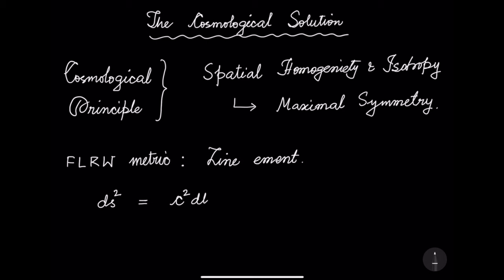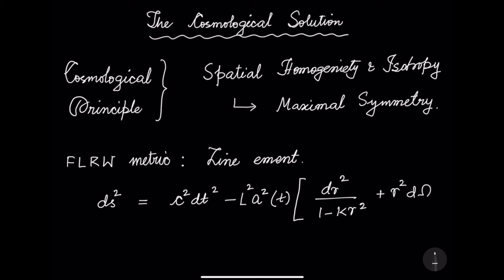So this is c squared dt squared, there is a function which is a squared of t, and then I should write L squared here. I will come back to what it is. Then there is this term dr squared by 1 minus k r squared, and r squared, the line element on the surface of a sphere, d omega squared. d omega we have also used last time. I'm not going to write it explicitly again.